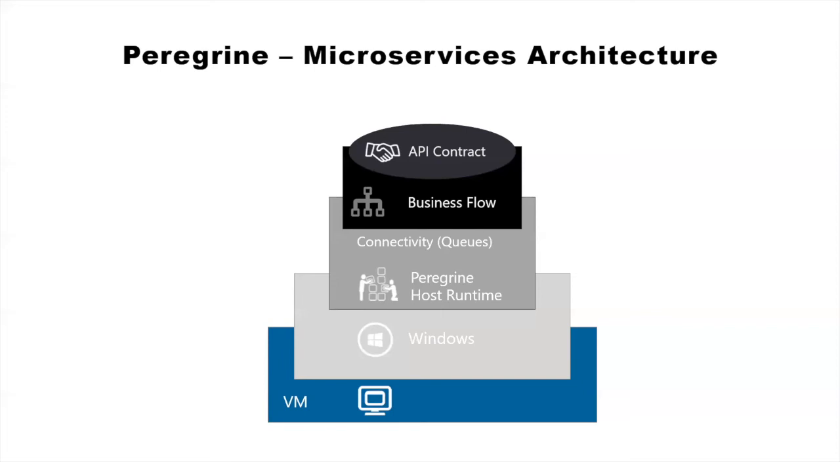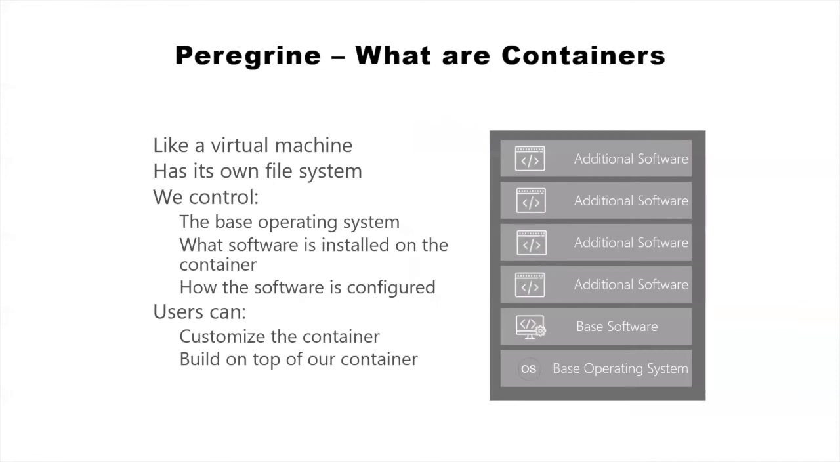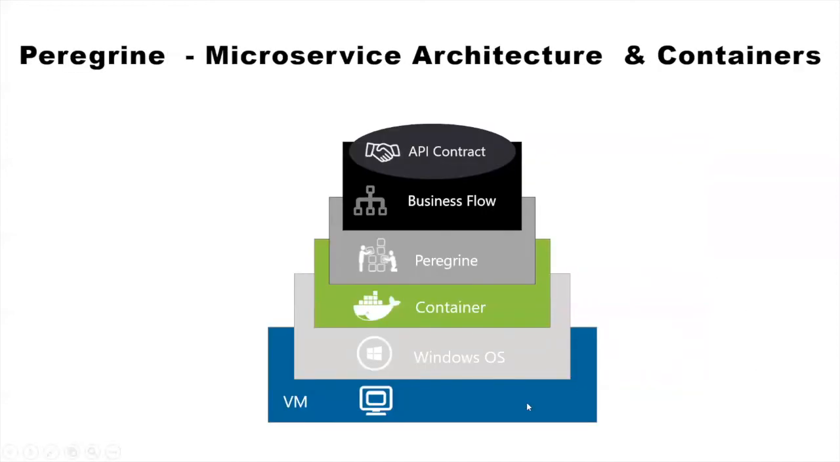With the storm of all these clouds and the new patterns coming in, people are more and more looking towards the container-based microservices architecture. So what are containers? Containers are like a virtual machine, and it has its own file system, and it contains a base operating system. You basically specify what software you want to have in this container. And once you have that container definition specified, you can build your services on top of that particular container. If we talk about the Peregrine runtime, the way it works is you have a VM, Windows OS, and then on the Windows OS, there is a container sitting on it. And in the container, there is a Peregrine image or Peregrine container, which is going to run.